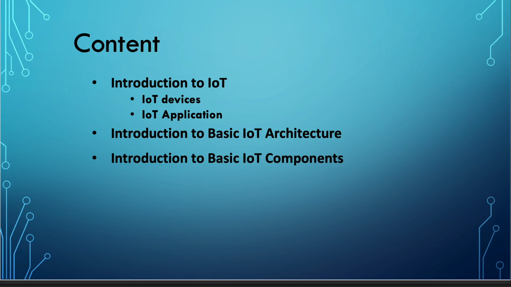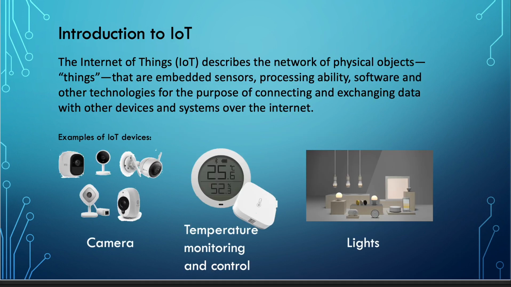First things first, we took an introduction to IoT. The Internet of Things describes a network of physical objects or things. In this case, they have embedded sensors, processing ability, software, and other technologies for the purpose of connecting and exchanging data with other devices and systems over the internet. So this is the basic definition of IoT, right? Till now we have talked about each part of this definition.